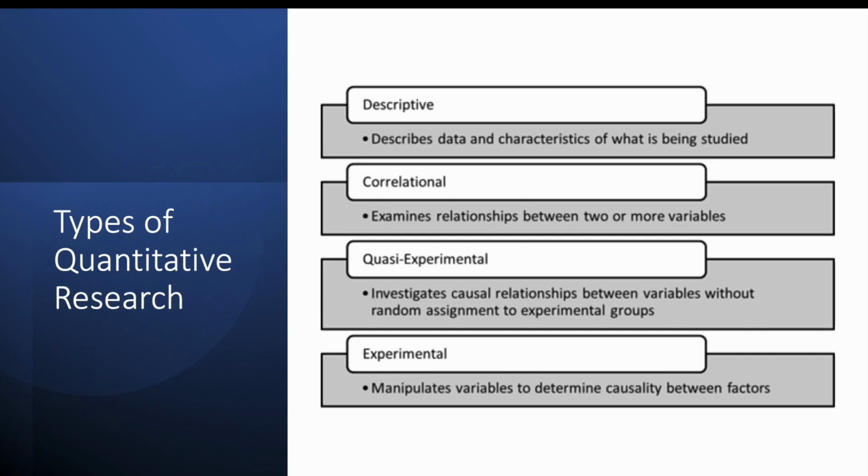Now, there are many types of quantitative research design. Descriptive is usually not robust enough for dissertation level work. But correlational, quasi-experimental, experimental, those are all feasible. Descriptive can be used in specific situations.